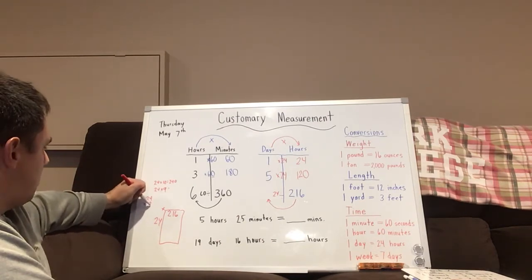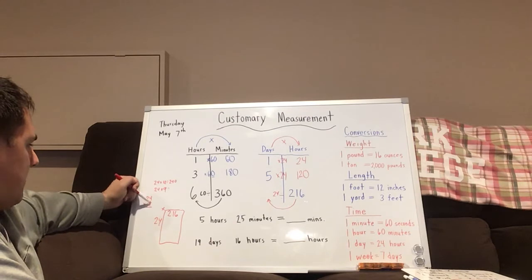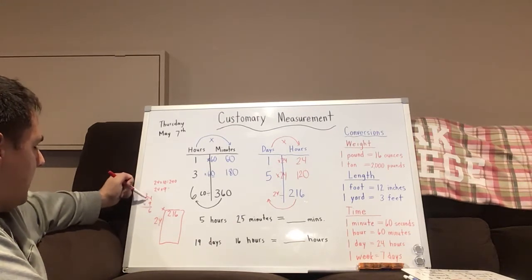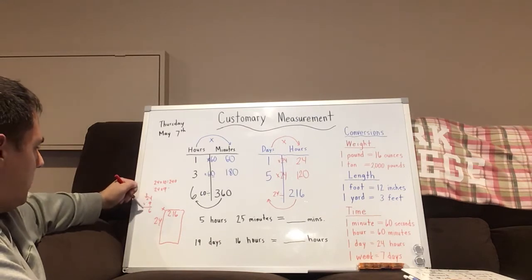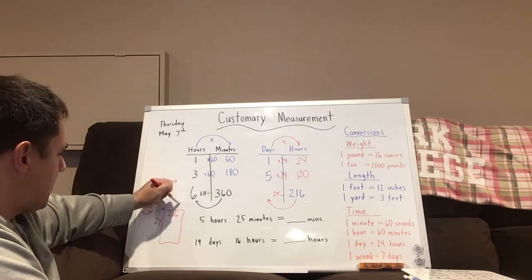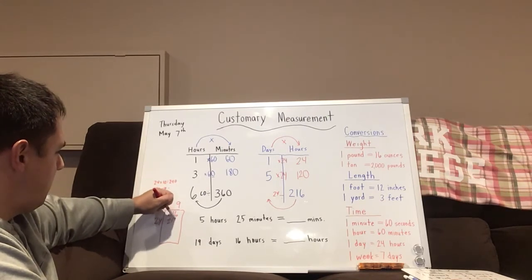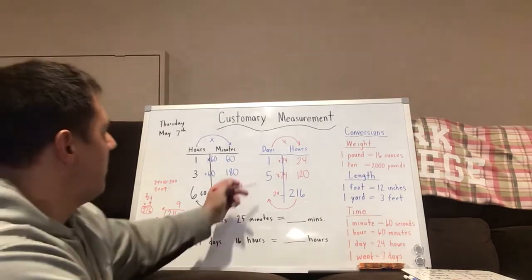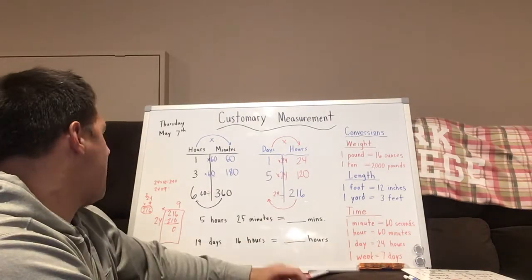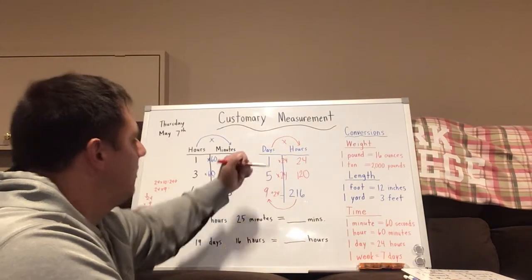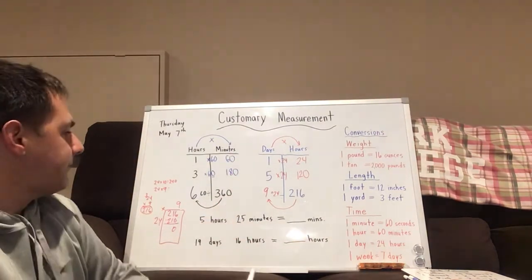24 times 9. I'm going to use the standard algorithm this time. 9 times 4 is 36, so I'll carry my 3. 9 times 2 is 18, and 3 more is 21. Works perfect. So I'll put a 9 on top, 216, and now I'll subtract, and I'm left with 0. So if I have 216 hours, that would actually be equivalent to 9 days.